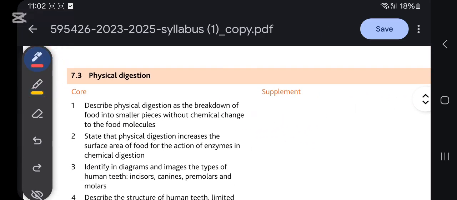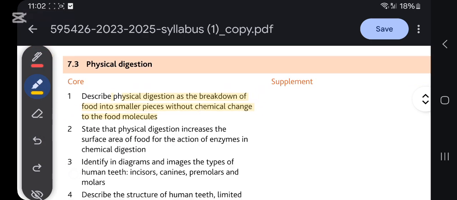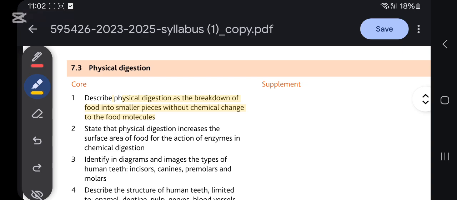What is physical digestion? Physical digestion is the breakdown of food into small pieces without any chemical changes to the food. There are no chemical changes to the food. It just breaks it down physically into smaller pieces. Why does it do this? So that there is increased surface area for enzymes to act upon.